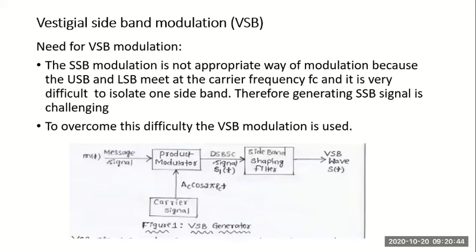Under amplitude modulation, we have studied double sideband full carrier, also known as the standard AM. Then we said the power needed for transmission is too high, which is wasted in sending the carrier. So we suppressed the carrier and we designed double sideband suppressed carrier modulation.